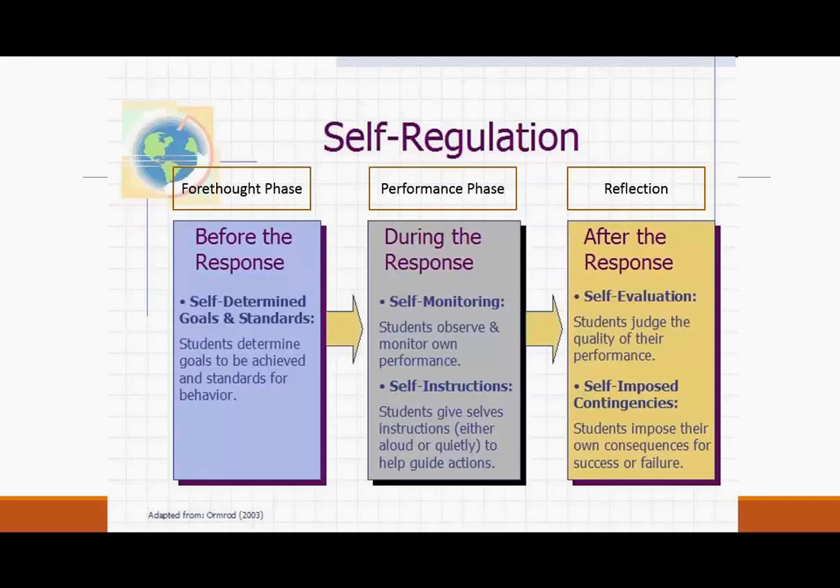And once they've finished, they're going to evaluate what they've done. Students judge the quality of their performance. Say I did good, bad, but it'll be more complicated than that. Self-imposed contingencies. Students impose their own consequences for success or failure. It's not just for somebody else.